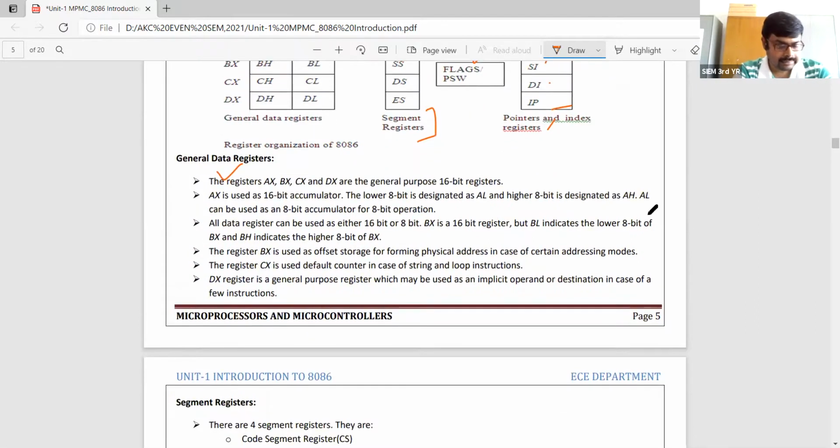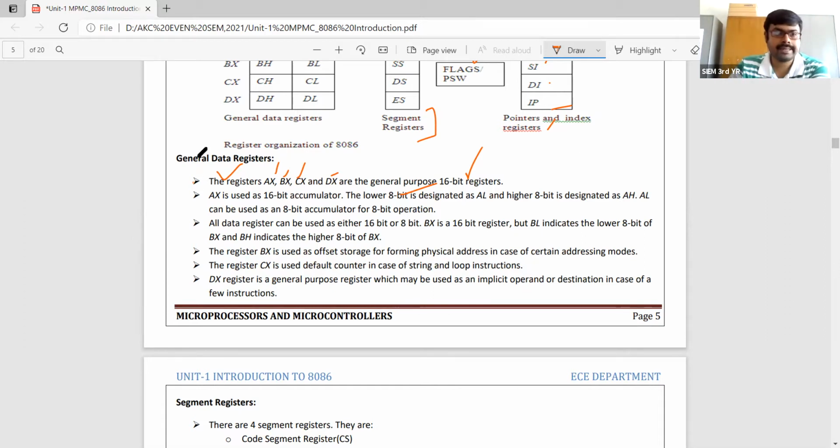Next, now we will study in detail the general data register. What is this general data register and what are the different points we are getting? The registers AX, BX, CX, and DX are the general purpose 16-bit registers. That is a very vital point. So these registers AX, BX, CX, and DX are called the general purpose registers. And obviously these are 16-bit registers, not 8-bit registers. So this is called the 16-bit register.